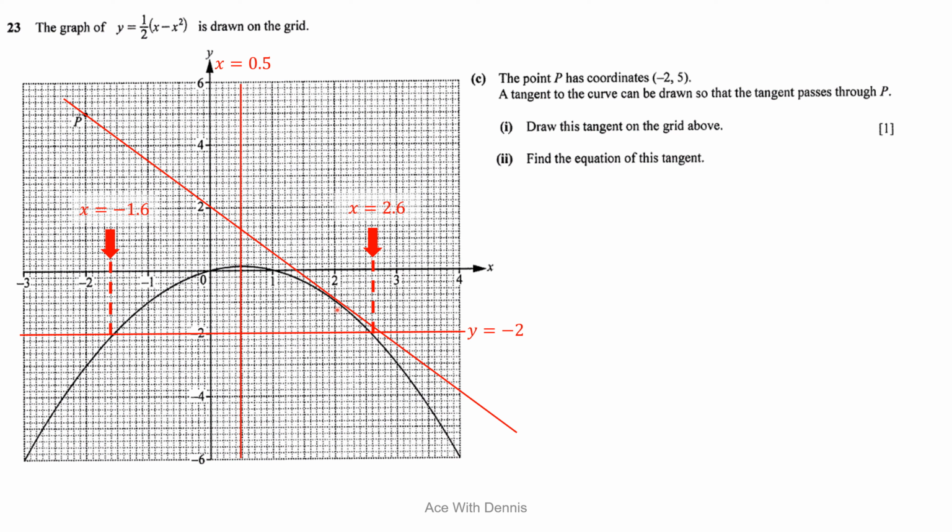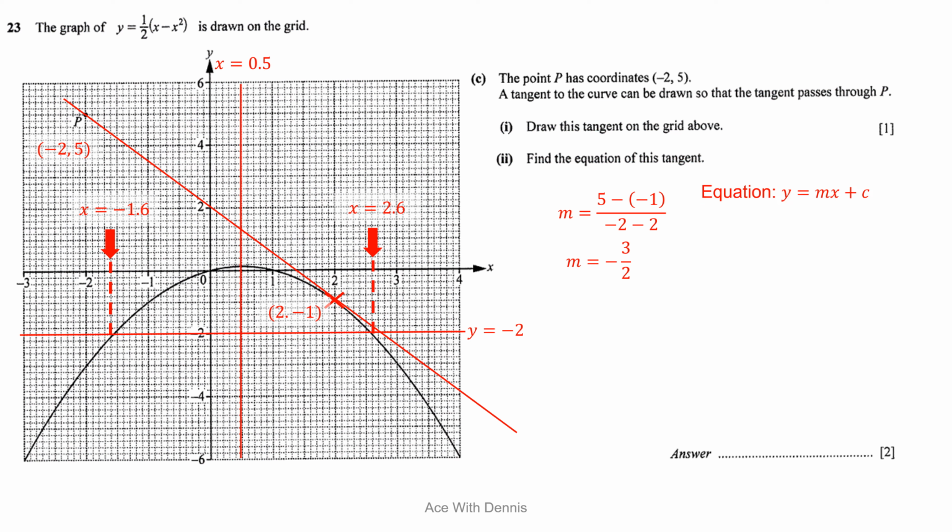Alright, now part 2, find the equation of this tangent for 2 marks. In order to find the equation of a straight line, we need two pieces of information. The first is the gradient, and the second is the y-intercept. Now this point, the coordinates are 2, -1, and the coordinates of P are -2, 5. We can use these two points to find the gradient of the straight line, which is m equals 5 minus -1 divided by -2 minus 2. So the gradient is -3/2.